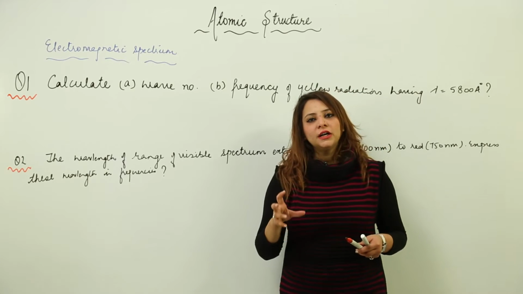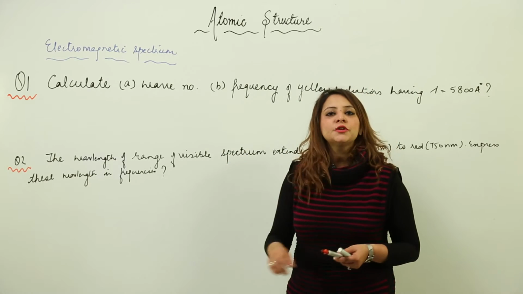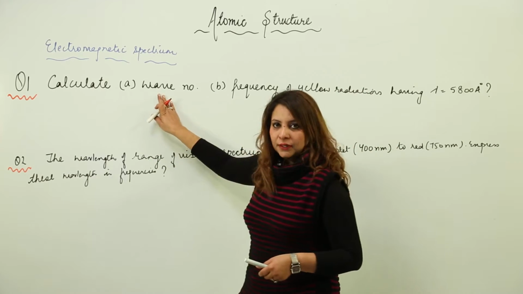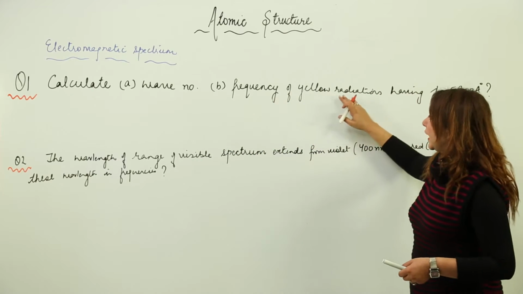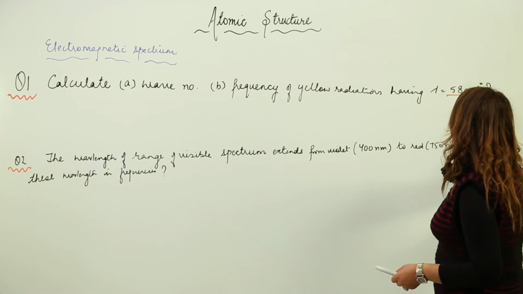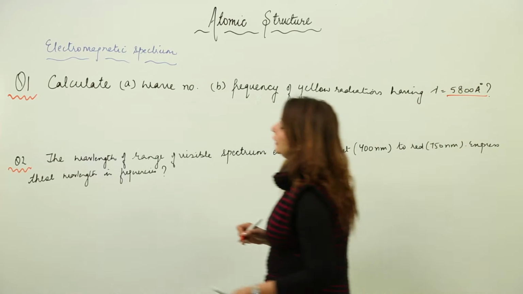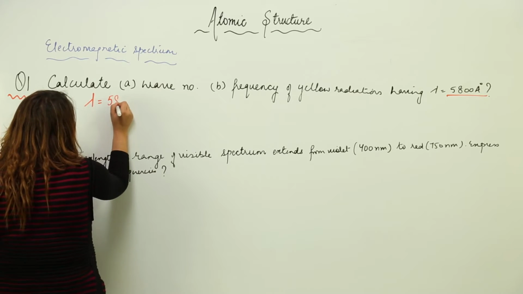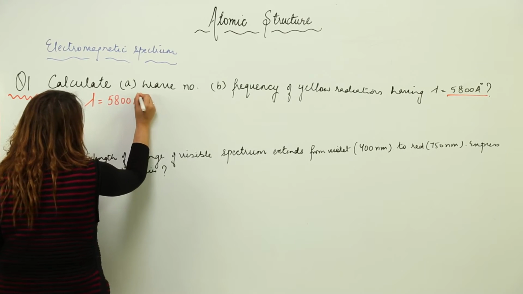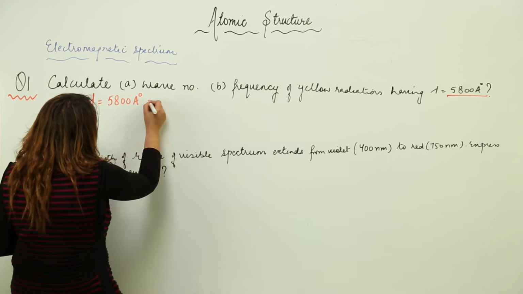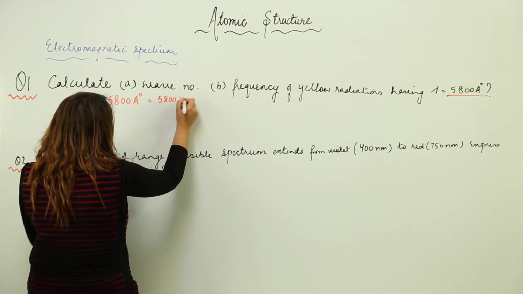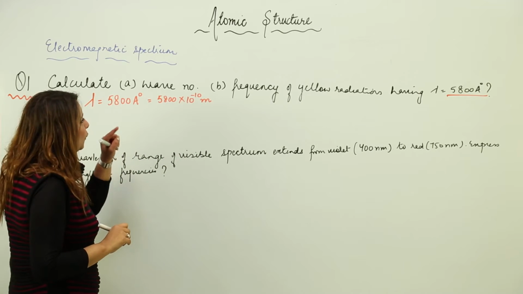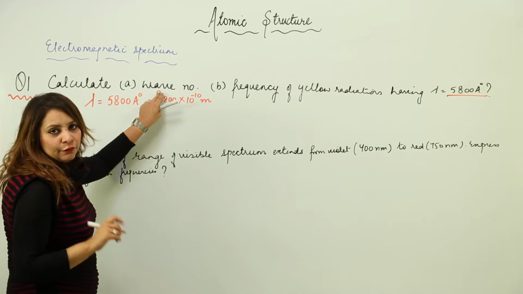Now we are going to do certain numericals which are based on the electromagnetic spectrum. The first is this: calculate the wave number and frequency of yellow radiations having wavelength 5800 Armstrong. First, what is given? You've been given the wavelength, which is 5800 Armstrong. If I convert it to meters, it comes out to be 5800 into 10 raised to power minus 10 meter, right? So now what I need to find is the wave number first.